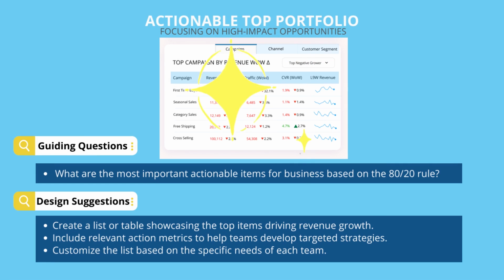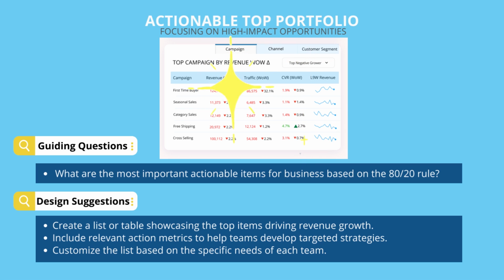With input metrics covered, let's now discuss the final element of our simple dashboard framework, the Actionable Top Portfolio. This component highlights a short list of the most important actionable items based on the 80-20 rule, which states that 20% of the customers contribute to 80% of the company's revenue. Depending on the business model, this section could feature the top merchants, products, or campaigns driving revenue growth.